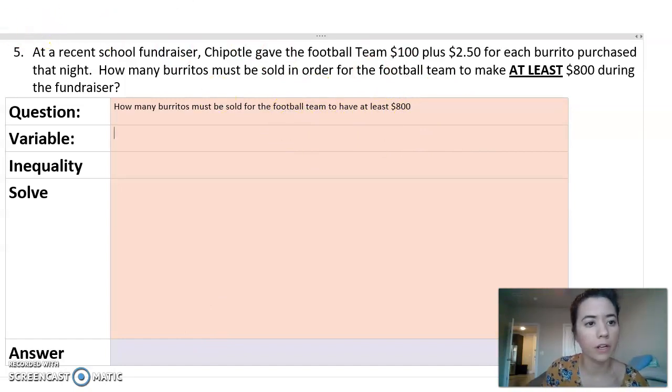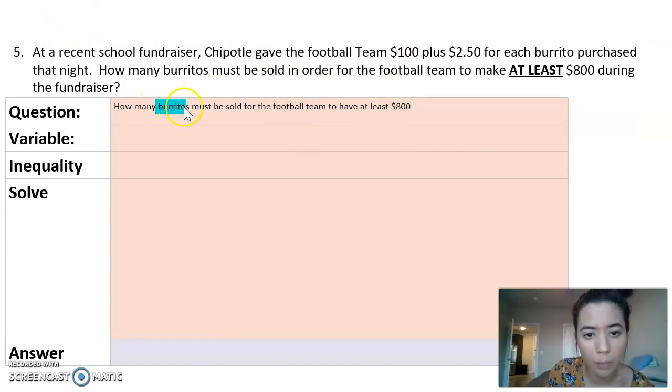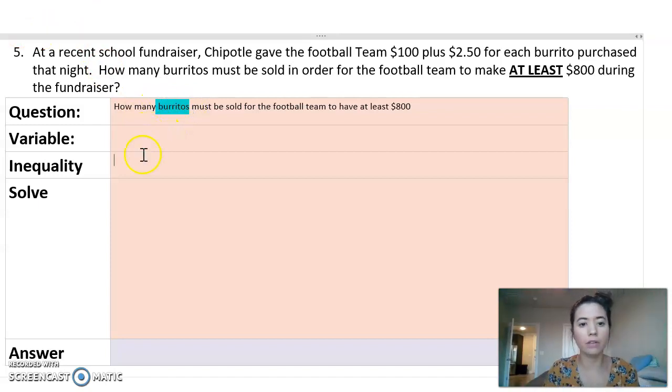My variable here, we have how many burritos. So I'm going to use B for burritos. Again, you can choose any letter. I think it helps to choose one that corresponds with what we're trying to find. B, burritos. Super easy.